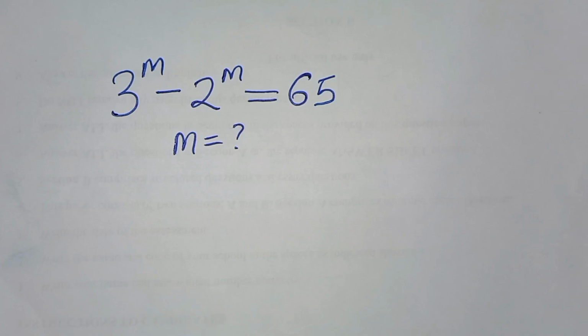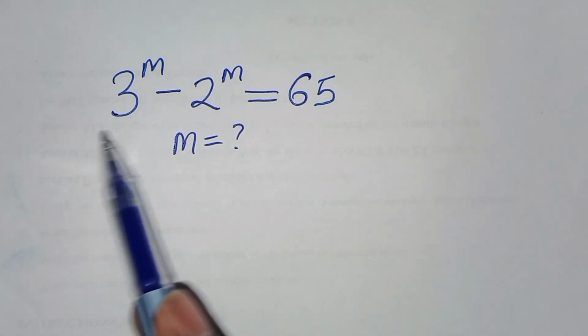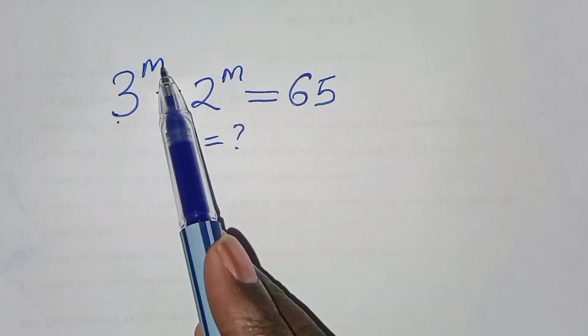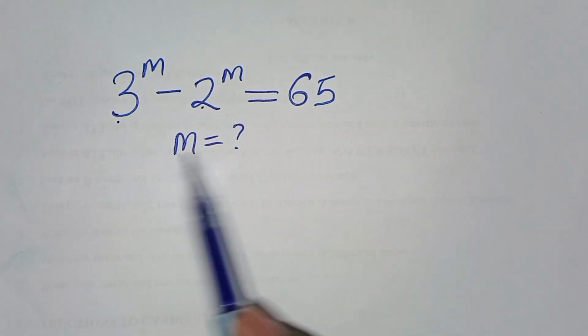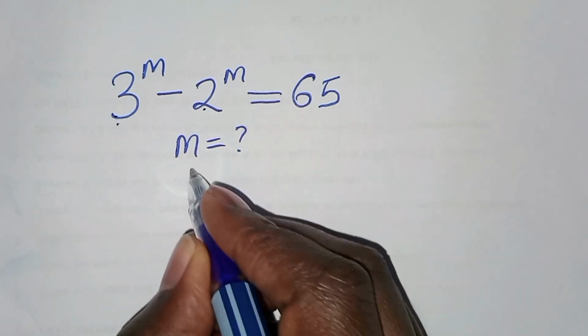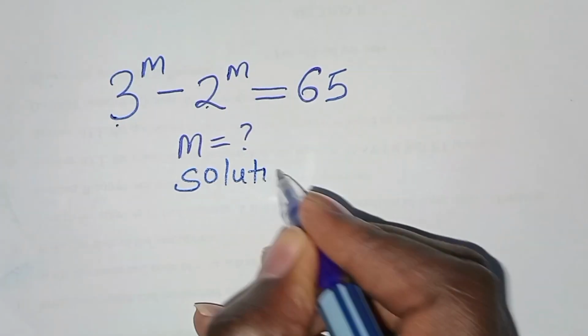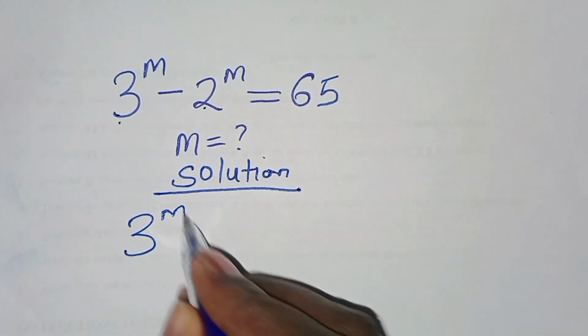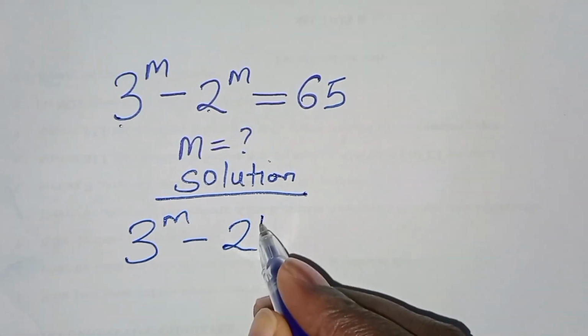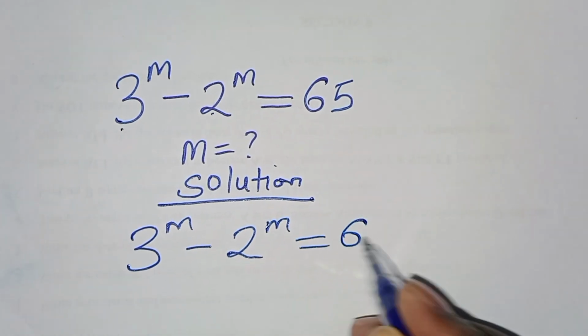Hello everyone, you're welcome to solve this nice algebra problem, which is 3 to power m, subtract 2 to power m. This is equal to 65. So what is the value of m? Now solution from here. Now we have 3 to power m, subtract 2 to power m. This is equal to 65.